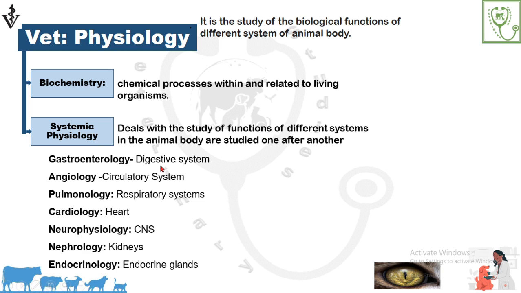In this we study the physiology of the digestive system, angiology the circulatory system, pulmonology the physiology of the respiratory system, cardiology the physiology of the heart, neurophysiology the physiology of the central nervous system, nephrology the functions of the kidney or renal system, endocrinology the functions of endocrine glands such as thymus, pituitary gland, hypothalamus, testes, ovaries, etc.